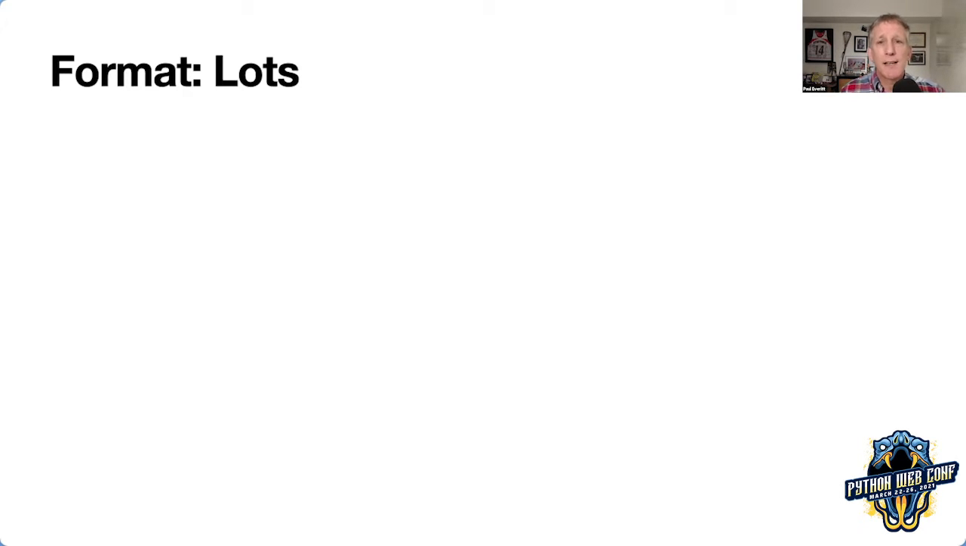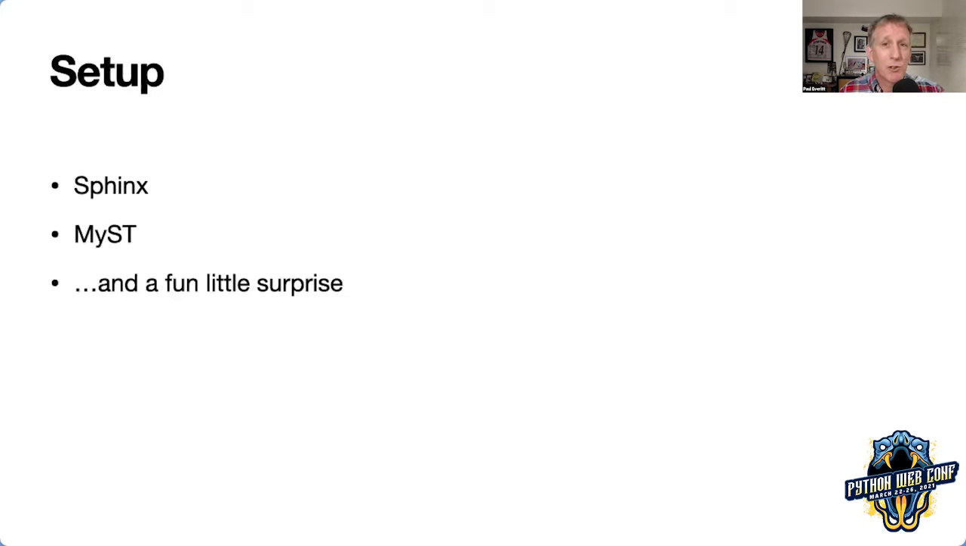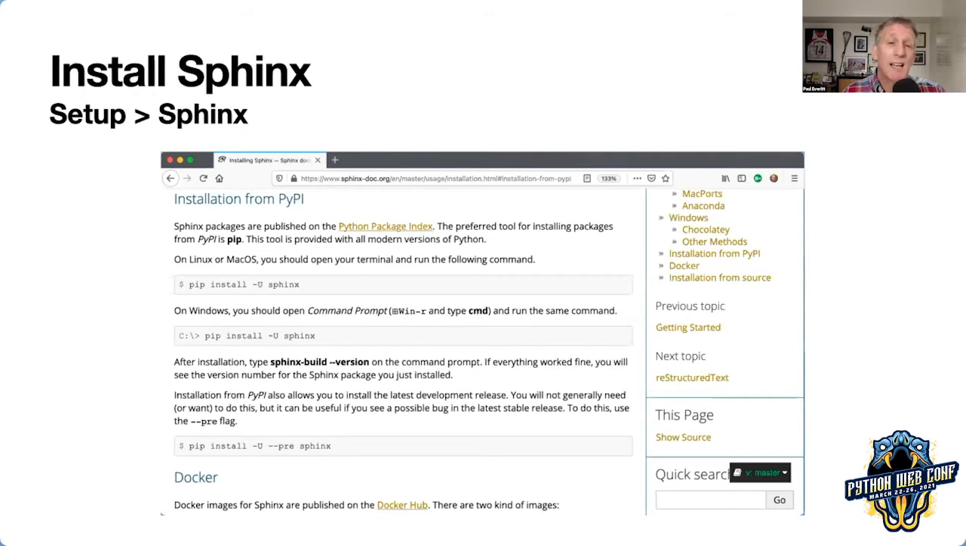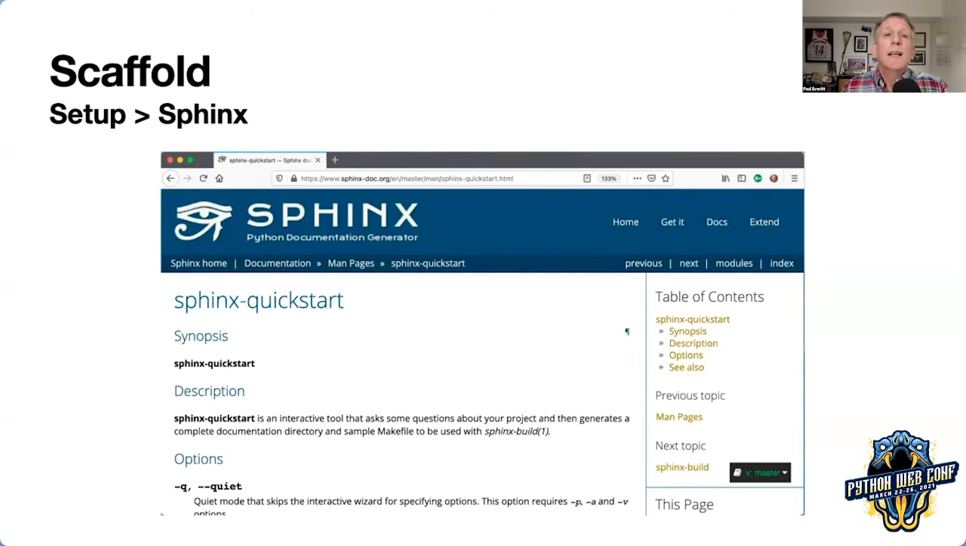Let's get started with the setup part. I got to set up Sphinx. There's a website, explains it pretty well. It's what you think it would be. Pip install Sphinx. But then after that, you can run a scaffold to generate a sample site for you. Answer a bunch of questions. Sure, I'd like a makefile for Windows. After that, you have a working Sphinx site.